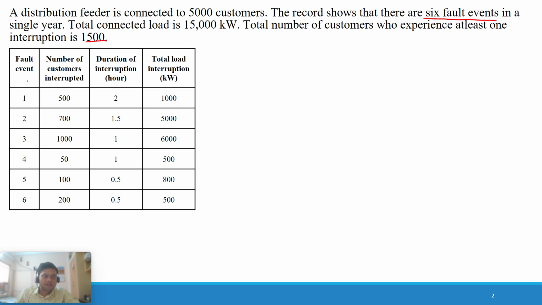And these are the fault events. During these fault events, the number of customers interrupted is given in the second column, and for how many hours these customers have been interrupted is given in column 3, and the total load interruption, that is, how much of the load consumed by these customers has been interrupted, is given in the last column.